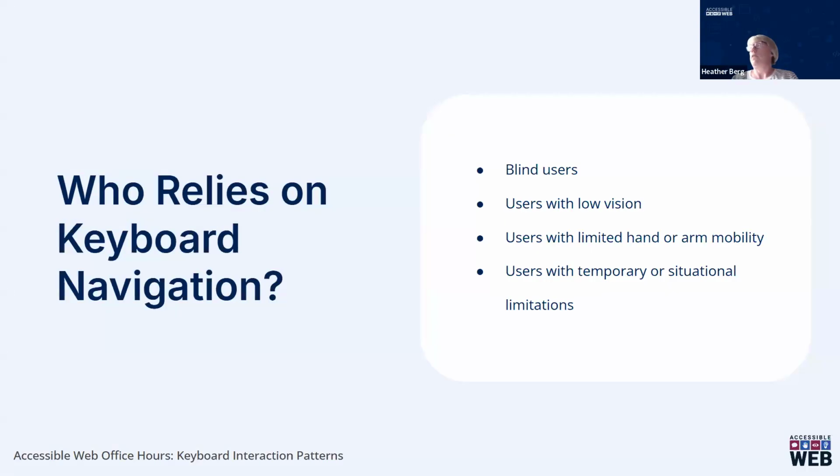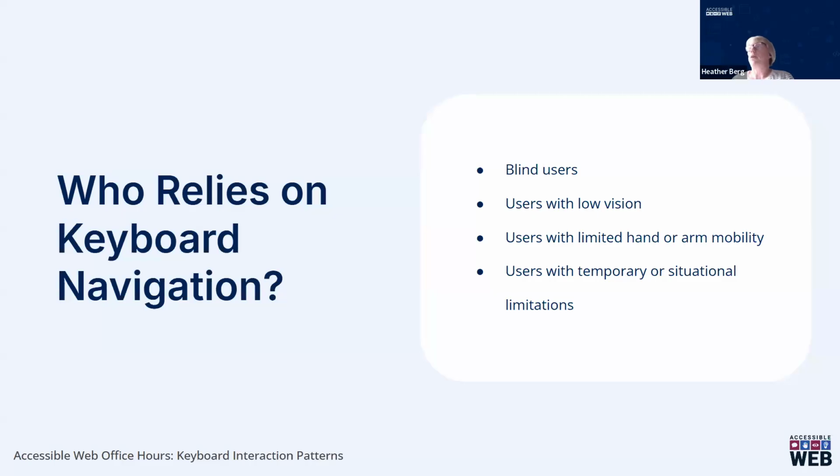Slide 2 is titled, Who Relies on Keyboard Navigation? Again, for accessibility, I'm going to go ahead and just read out the slide content. There are 4 bullets on this slide. The first one says blind users, users with low vision, users with limited hand or arm mobility, and users with temporary or situational limitations. So not everyone uses a keyboard for the same reason, but for some people, it is the primary way they interact with and use websites and applications.